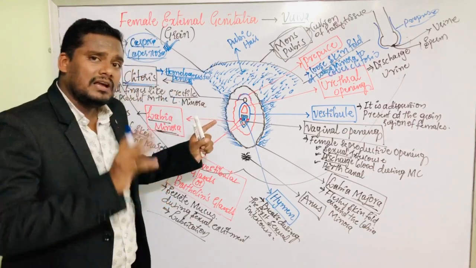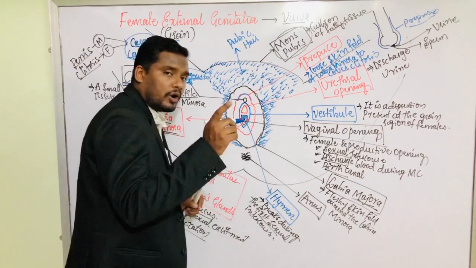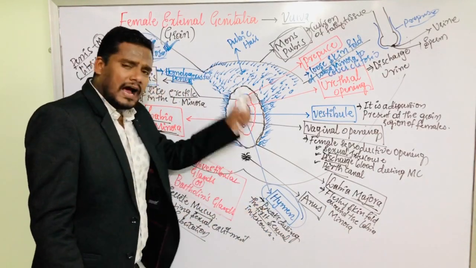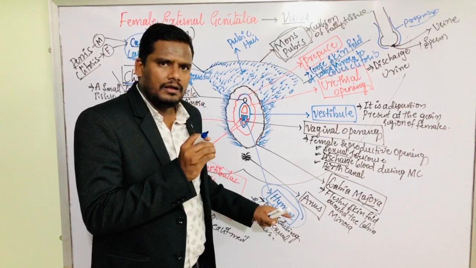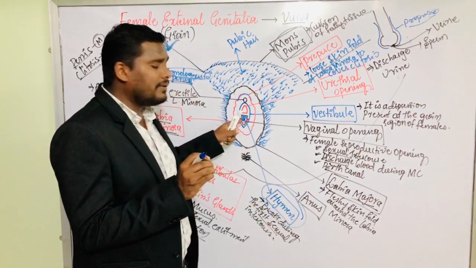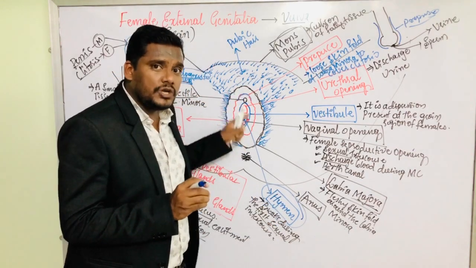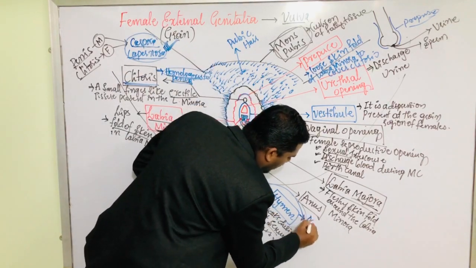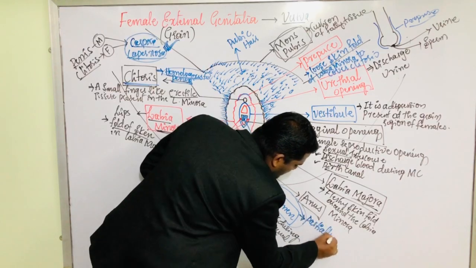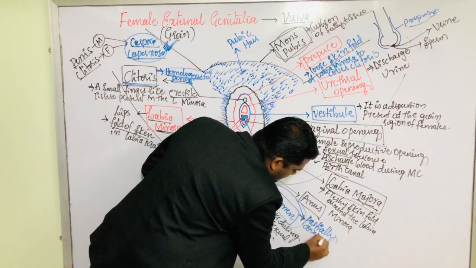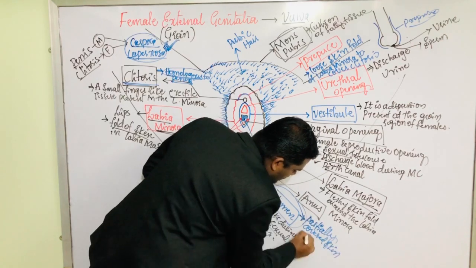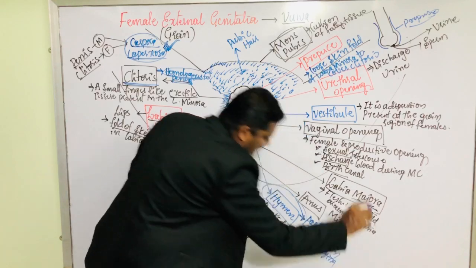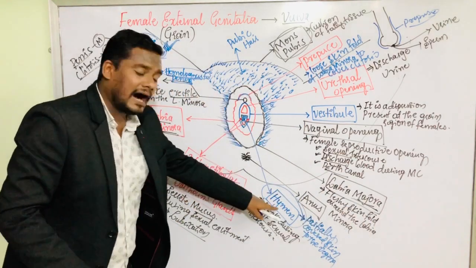Here you have to remember some important points. What are the major important points? Hymen. You have to remember the definition of the hymen. What is hymen? Hymen is a partially covering skin over the vaginal opening that breaks during the first sexual intercourse. The vagina gets partially covered with the hymen.